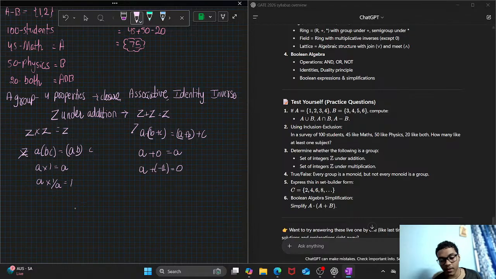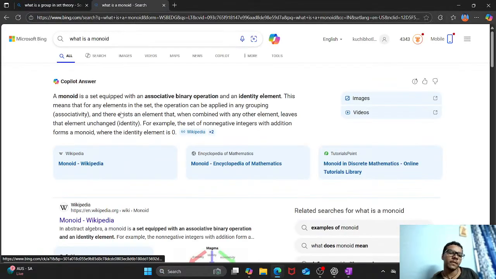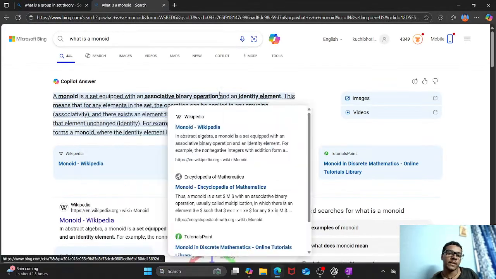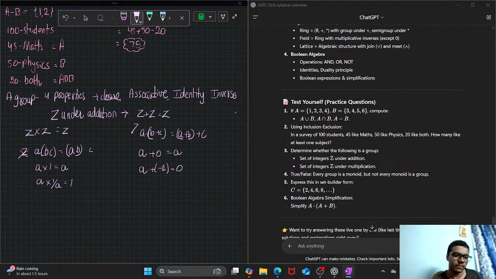Every group is a monoid, but not every monoid is a group. So first we got to know what is a monoid. A monoid is a set equipped with an associative binary operation and an identity element. Associativity and identity element. Associative and identity is a monoid.